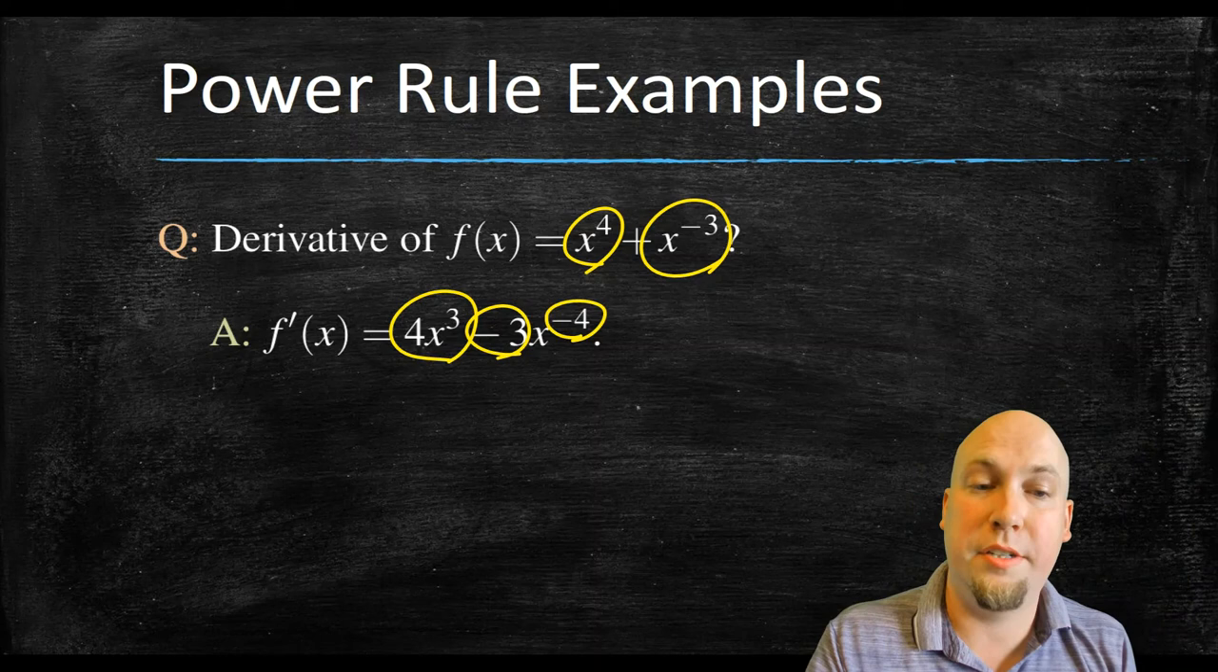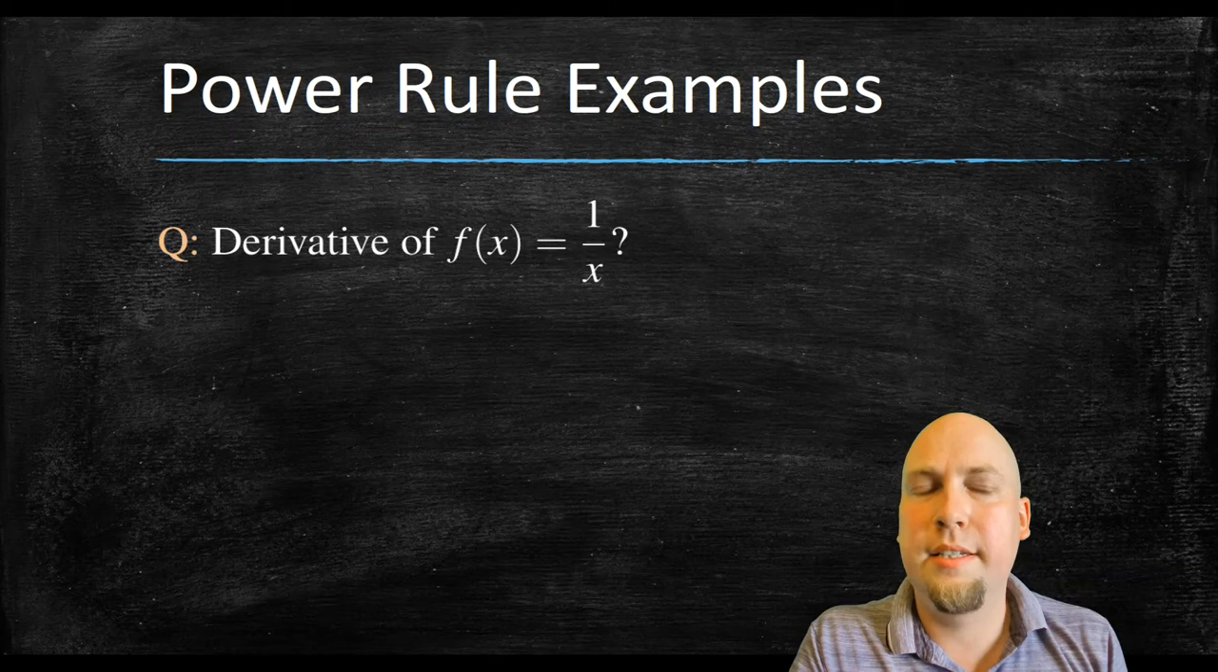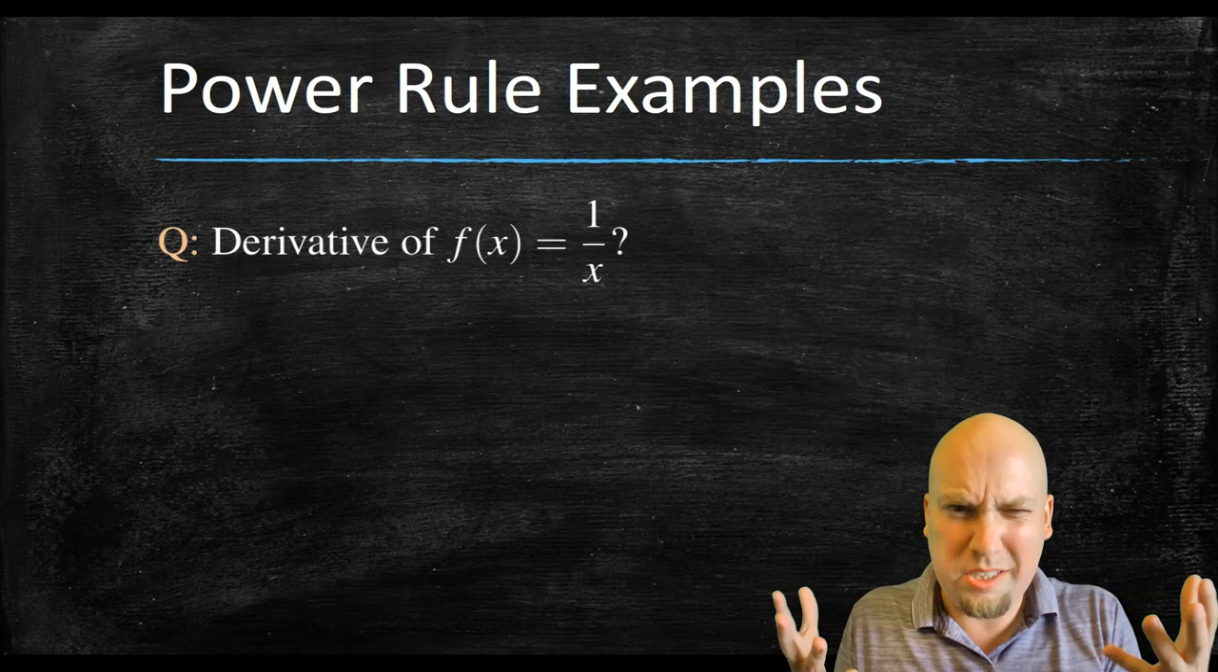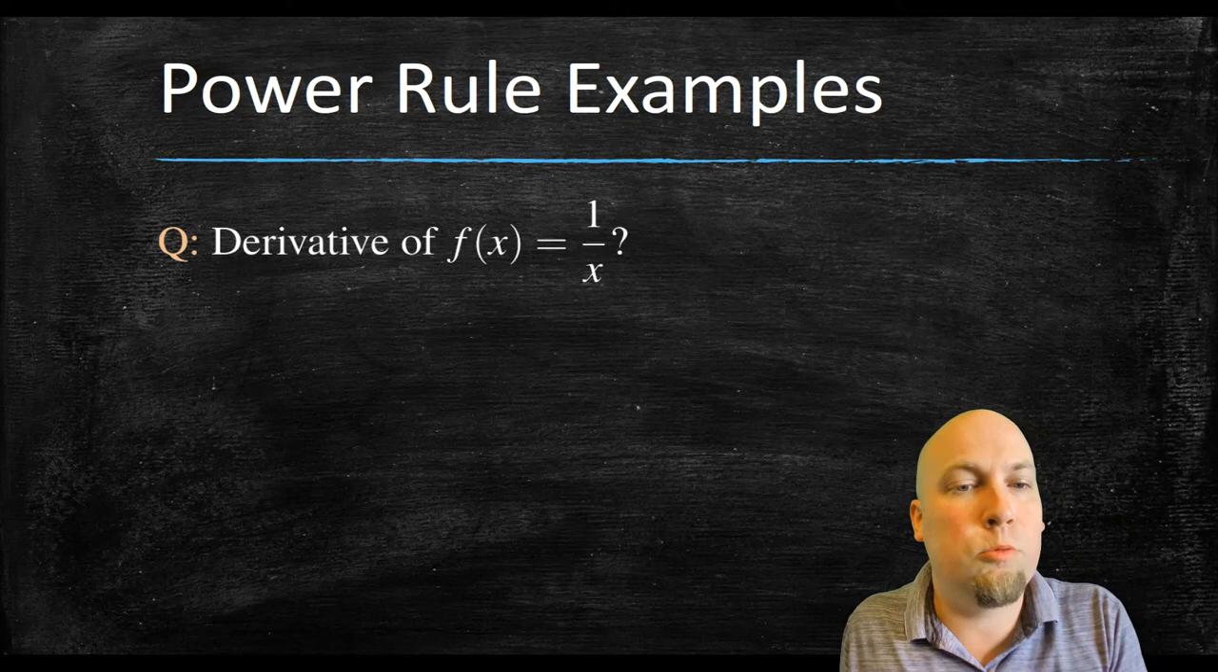All right, what about the derivative of 1 divided by x? Well, at first glance, this looks really weird. This is different from any of the examples that we've talked about. How is this a power function? So the first thing that you've got to realize is that, yes, this is a power function, right? You can write this function here in terms of exponents.